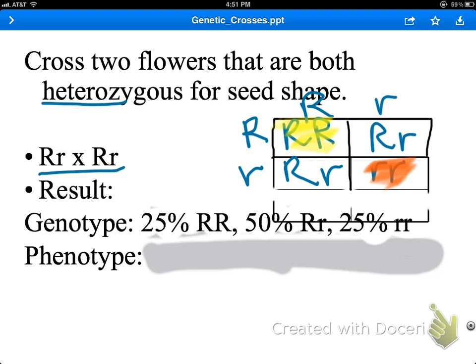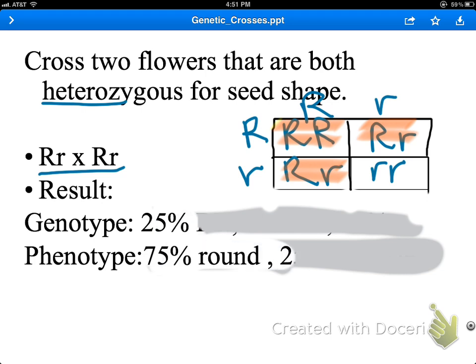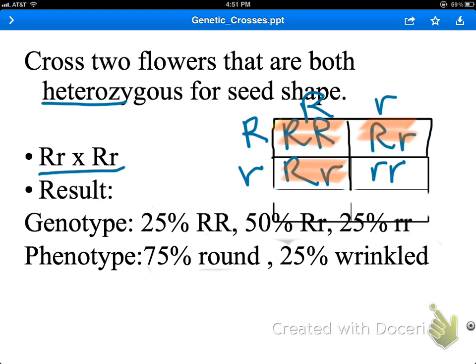If we look at our phenotypes, you can see that the dominant trait is going to be found in here, here, and here. Because of the capital R, it will always show you the dominant trait. So our phenotype is going to be 75% round, and then 25%, 1 box, is the recessive trait, which was wrinkled, lowercase r.